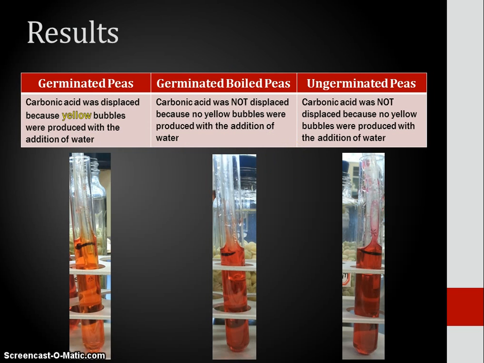So let's quickly go over our results again. For the germinated peas, carbonic acid was displaced because yellow bubbles were produced with the addition of water. For germinated boiled peas, no carbonic acid was displaced because no yellow bubbles were produced with the addition of water, and the same with ungerminated peas. No carbonic acid was displaced because no yellow bubbles were produced after the addition of water.